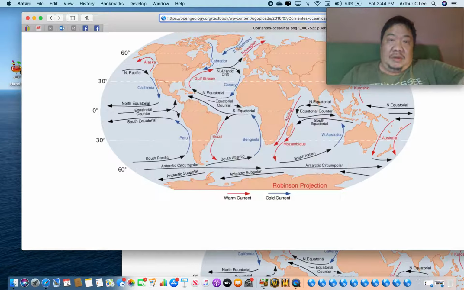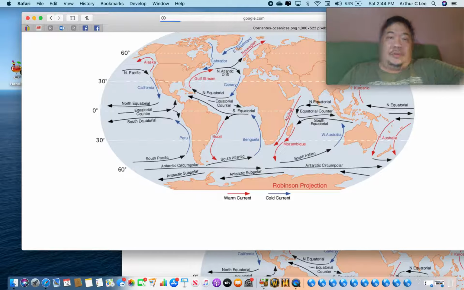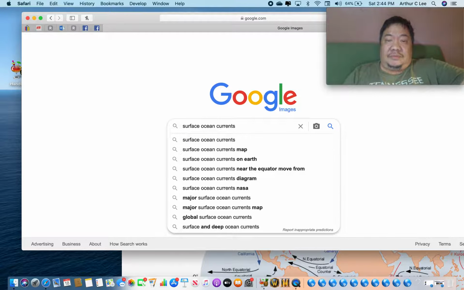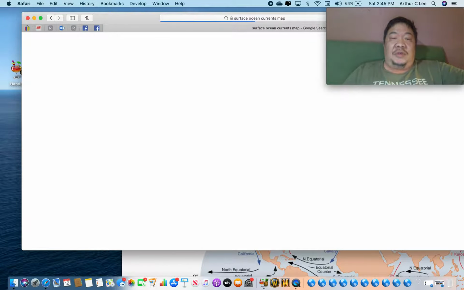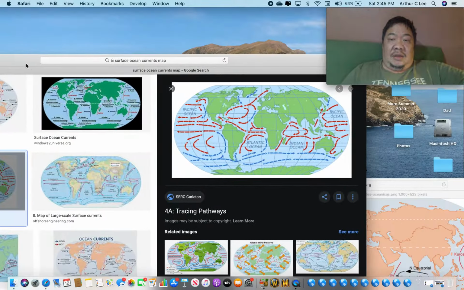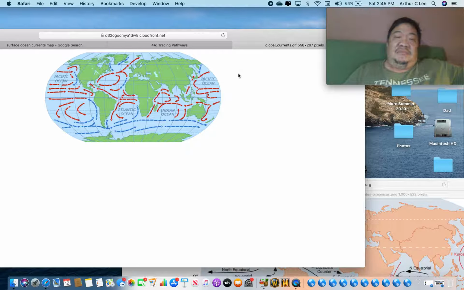The story goes back to the Revolutionary War times, and believe it or not, Benjamin Franklin was part of the reason why we discovered ocean currents. And how did that come to be? Well, back in those days, here you can see the 13 colonies were over here, and Britain was over here, and France is over here.